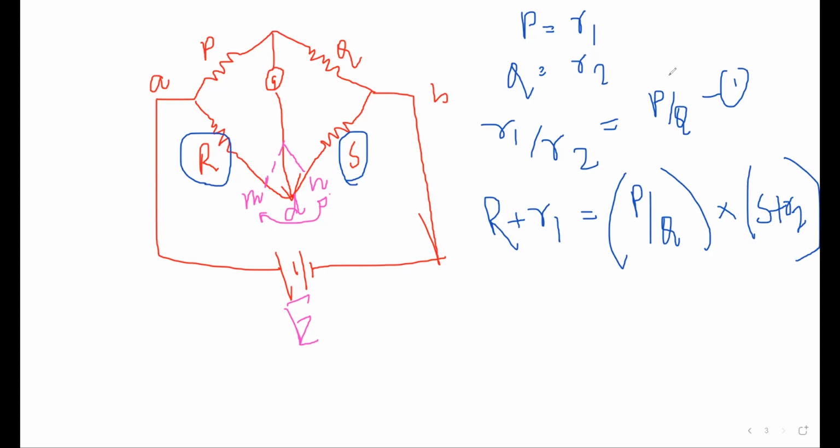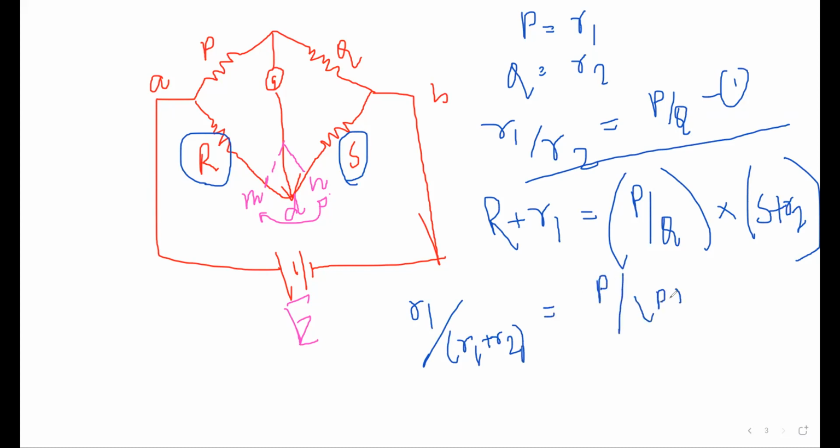Then you see here, if I take this as equation 1, R1 by R2 is equal to P upon Q. Now from equation 1, you can write again the equation as R1 divided by R1 plus R2 equals P divided by P plus Q. Can we write this equation from 1? Because we know that P by Q equals R1 upon R2.